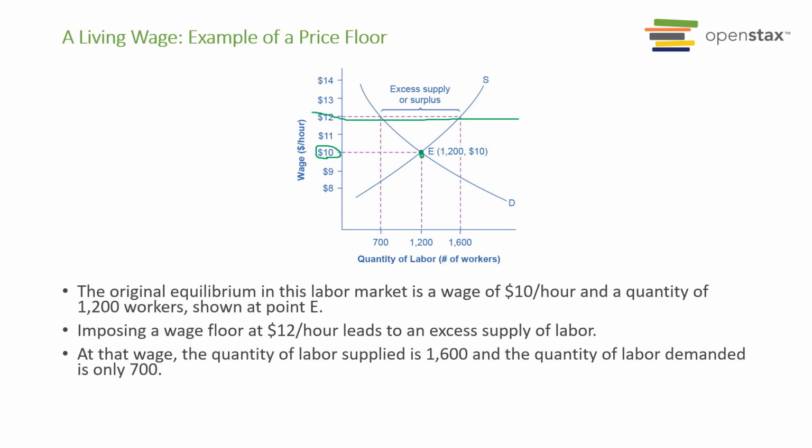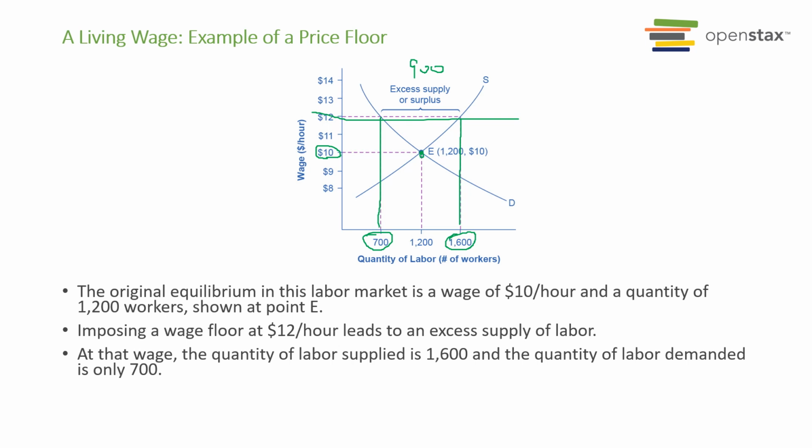But at $12 on the supply curve, this is how many people want to work. At $12, we have 1,600 people who want to work. But at $12, there are only 700 people being demanded by the company. So we have a surplus of 900 laborers. These 900 people are called unemployed. They're the people who want to work at $12, but we don't have enough jobs at $12 to employ everybody. So this higher minimum wage is actually creating a higher unemployment rate in the economy.